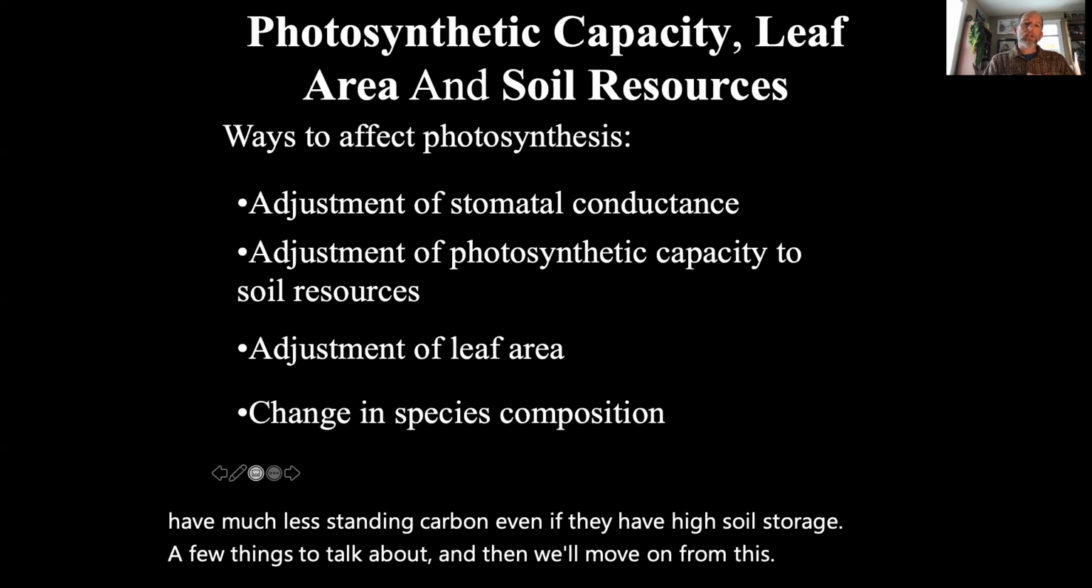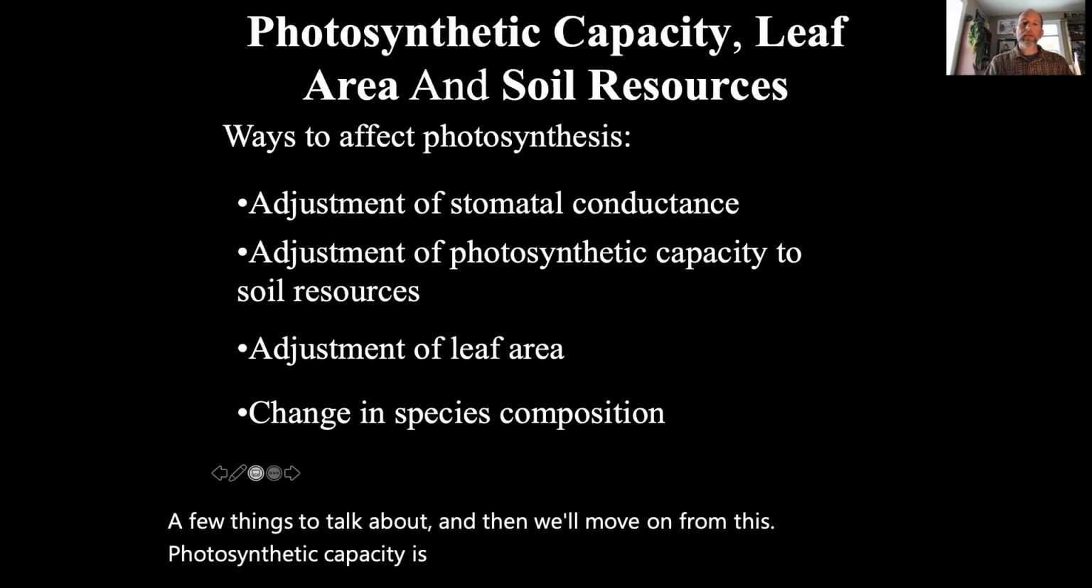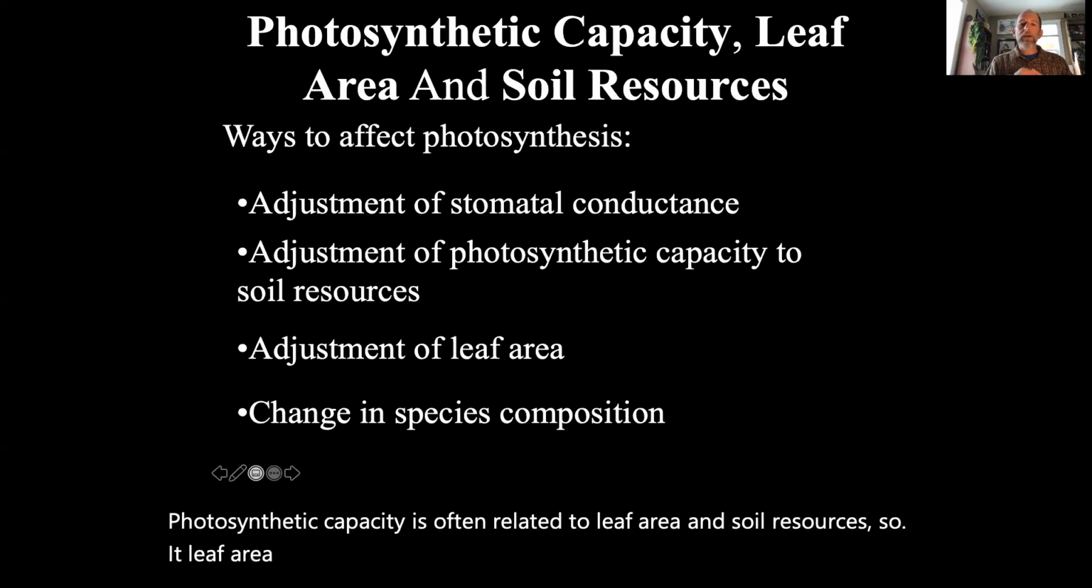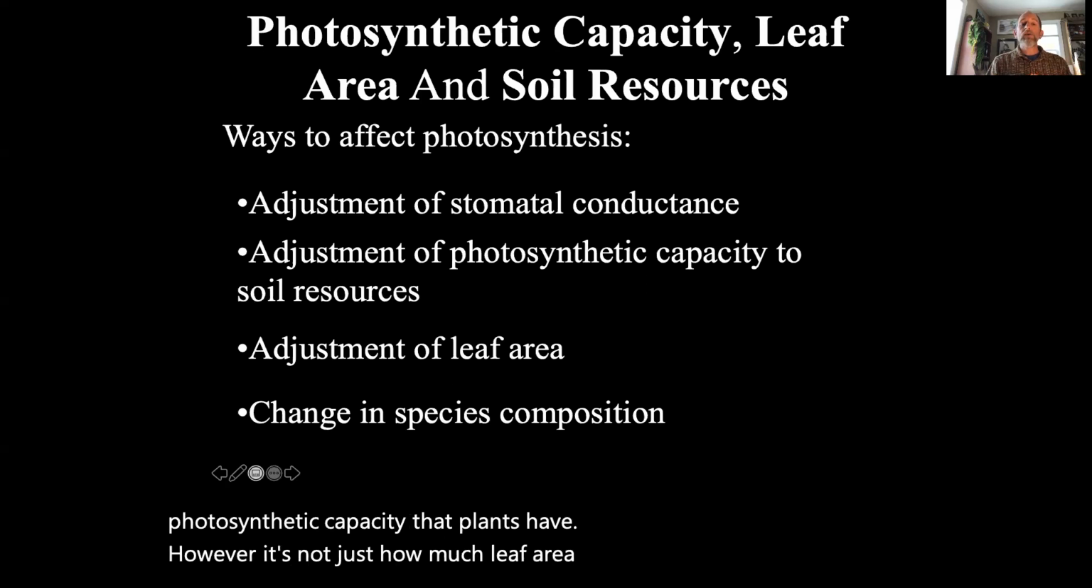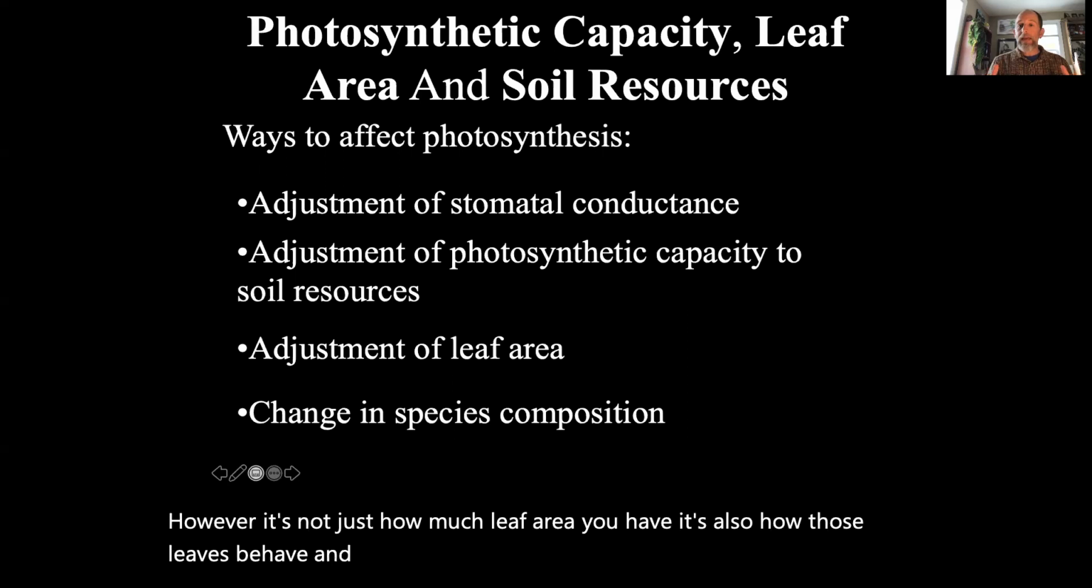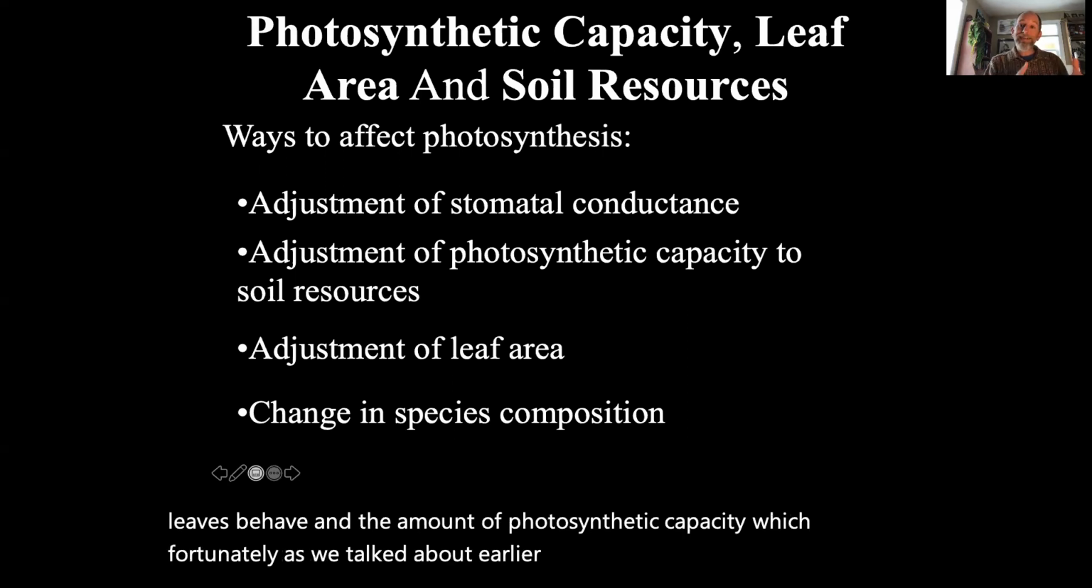Photosynthetic capacity is often related to leaf area and soil resources. So leaf area in particular is a very big predictor of the amount of photosynthetic capacity that plants have. However, it's not just how much leaf area you have, it's also how those leaves behave and the amount of photosynthetic capacity, which fortunately, as we talked about earlier, is really governed by nitrogen.